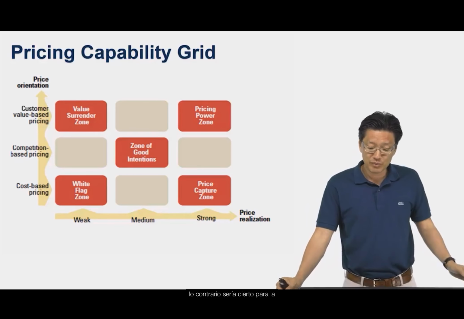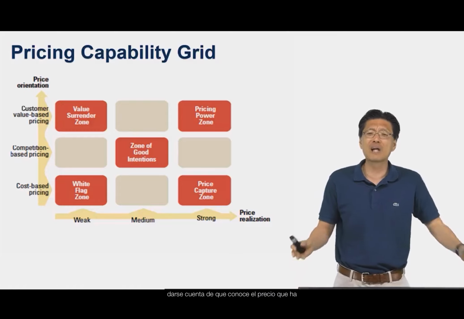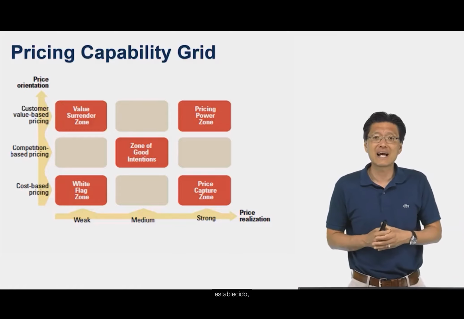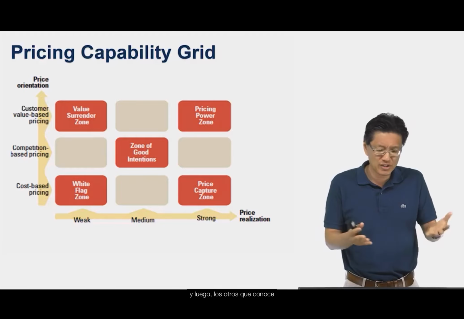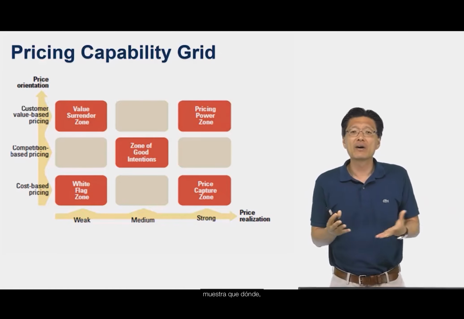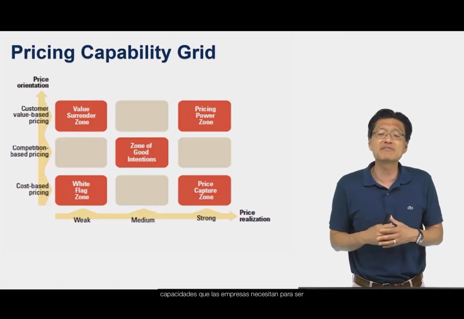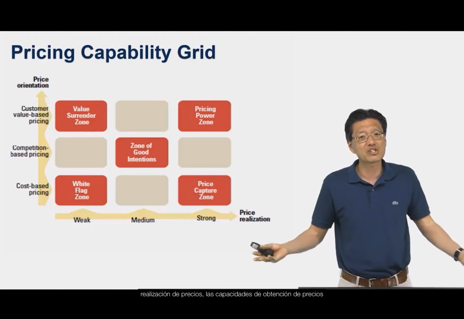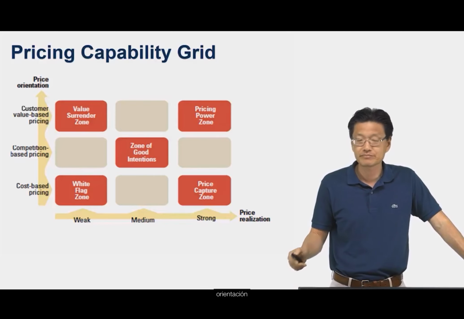The opposite would be true for price capture zone, where in this case the company is using cost-based pricing, but it has very strong capabilities to realize the price that it has set out. So it's able to capture all the price that it has set out. And then the other ones would be somewhere in between. So this grid shows you the two capabilities that companies need to be effective in pricing: price realization, or price getting capabilities, and price setting or price orientation.